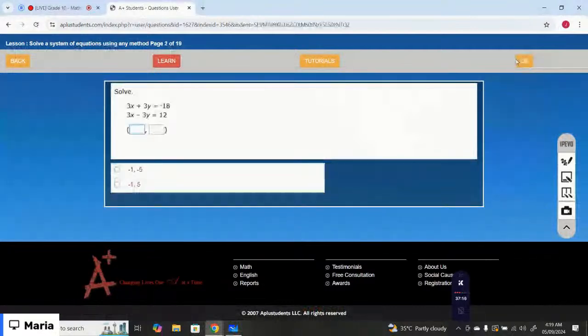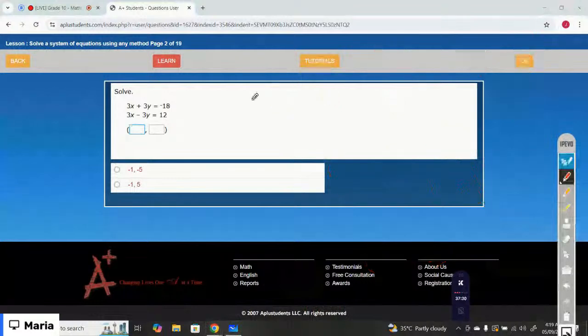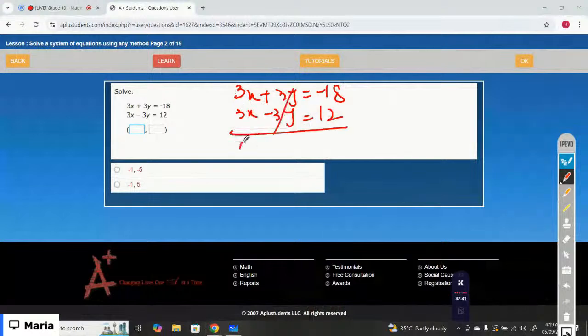The next one is 3x plus 3y equals negative 18, then 3x minus 3y equals 12. Again, you can see they have exactly the same coefficients, right? So the easiest method to use is the elimination method. Simply add the equations. 3x plus 3y equals negative 18 and 3x minus 3y equals 12, right? Plus and minus cancel out. 3 plus 3 is 6x, negative 18 plus 12 is negative 6. So x equals negative 1.